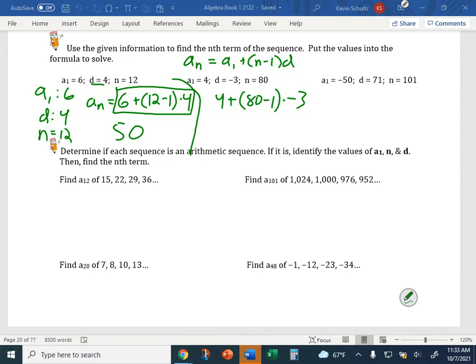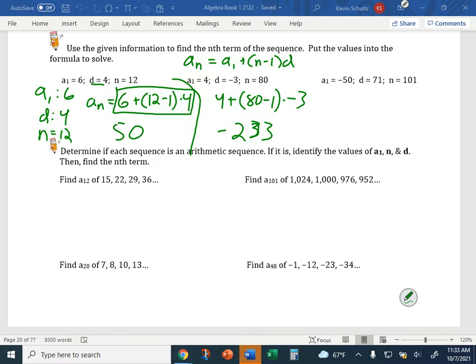And what this is finding is, starting at 4 and subtracting 3 over and over and over again, what will the 80th term of this sequence be? If we do it 80 times, 79 more times, what will we end up with? Who's got an answer they're confident in? Sasha? Negative 233. Is that what you got too? Okay. Negative 233.